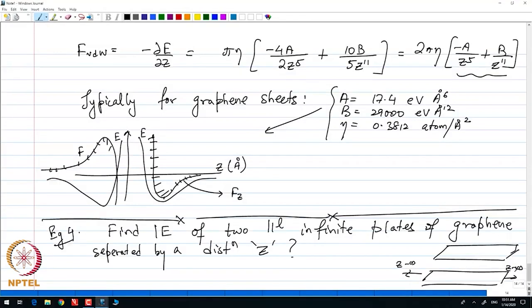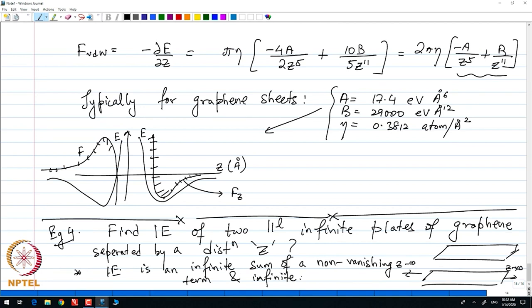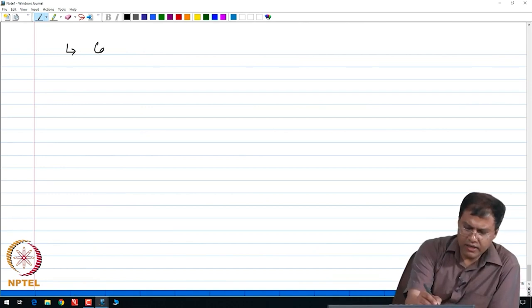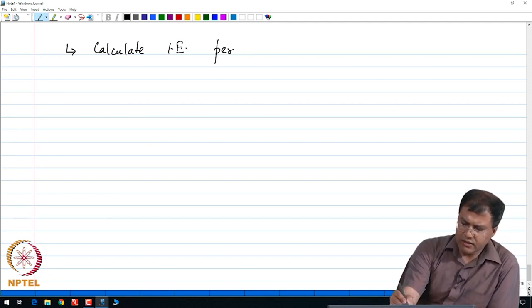Okay. So, I am going to find the interaction energy per unit area to get a finite answer. As I just said, the interaction energy is an infinite sum of a non-vanishing term and it is infinite. So, we instead calculate the interaction energy per unit area.